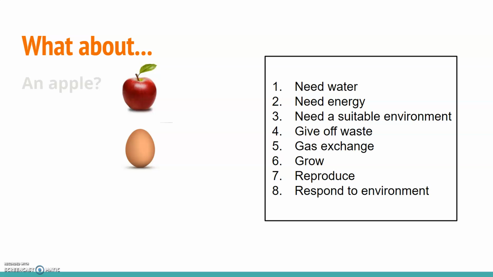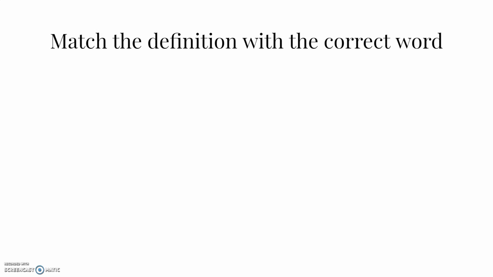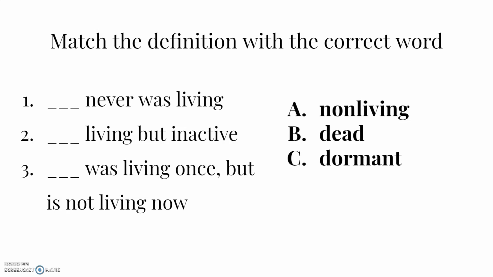Now, what about objects like an apple or an egg? Do they meet all of these 8 characteristics? What do you think? I'll leave that up to you to think that through. I told you earlier on in the video I would give you some definitions. A living object is something that meets all 8 of those characteristics. So what then do non-living, dead, and dormant mean? Let's look at these 3 options. Never was living, meaning it's not living now, it never was living at any point in history, and it's never going to be living.